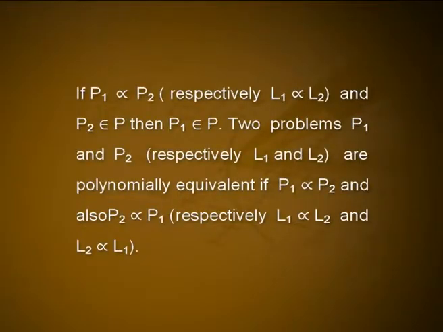Theorem 1. If P1 is reducible to P2, respectively L1 reducible to L2, and P2 is an element of P, then P1 is an element of P. Two problems P1 and P2, respectively L1 and L2, are polynomially equivalent if P1 is reducible to P2 and also P2 is reducible to P1. Respectively, L1 is reducible to L2 and L2 is reducible to L1.